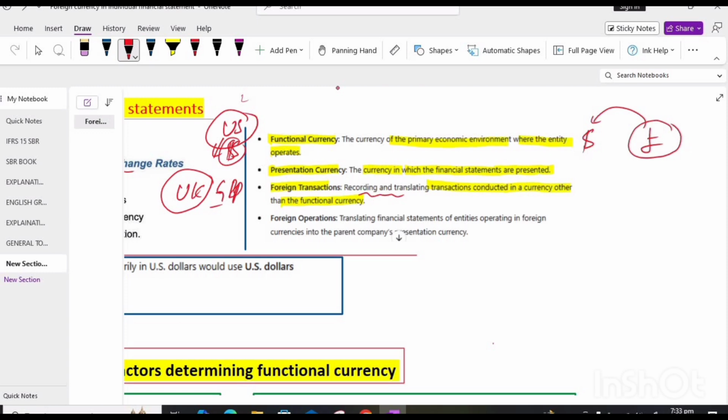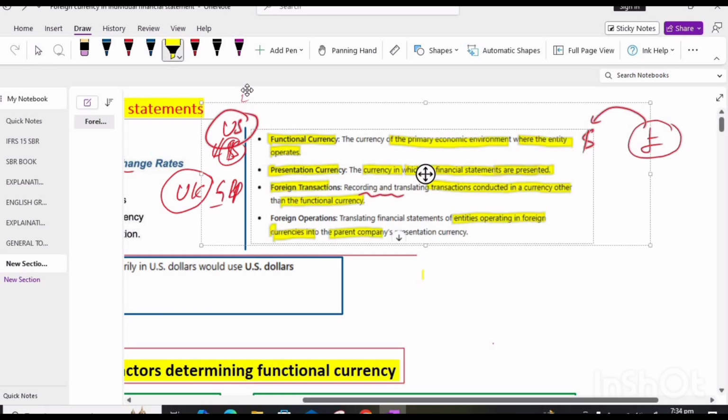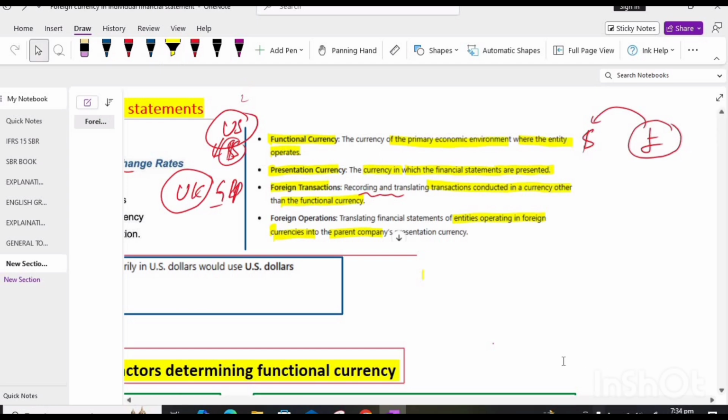Then you have foreign operation. Let's say you have an entity operating in a foreign currency, and its statements are translated to the parent company. Clear? That will be your foreign operation. So translating the financial statements of the entity that operates in the foreign currency into the parent company's, meaning the presentation currency, you will call that a foreign operation. Clear? We have an example here.